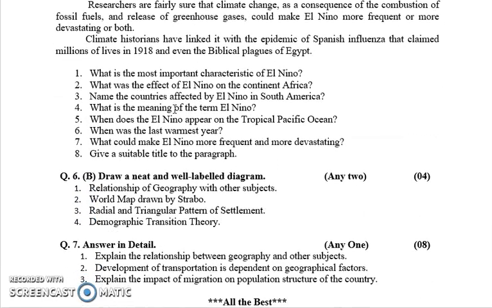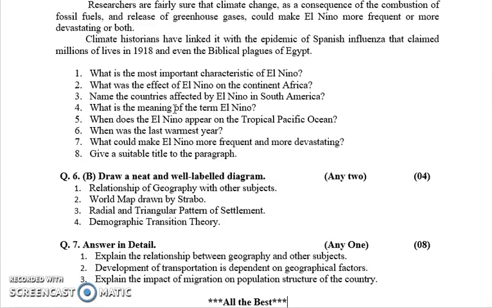Then the next question is draw a neat labelled diagram. In the first question you have the relationship of geography with other subjects. You have a diagram in your last chapter, so that diagram you need to draw here. Then you have to draw the world map drawn by Strabo. Even that diagram is present in your textbook, so you can draw it. Then you have radial and triangular patterns of settlements which you have studied in lesson number 3, that is human settlements. And finally the most important diagram of this year's syllabus is the demographic transition theory. So even this diagram you need to draw.